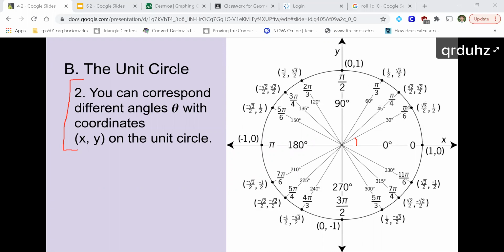Why that's important is because from this angle, you can construct a right triangle where the opposite side of that angle is your y value, and the adjacent side of the triangle is your x value. And the hypotenuse of that right triangle, because this is a unit circle, the radius, or the hypotenuse, is 1.